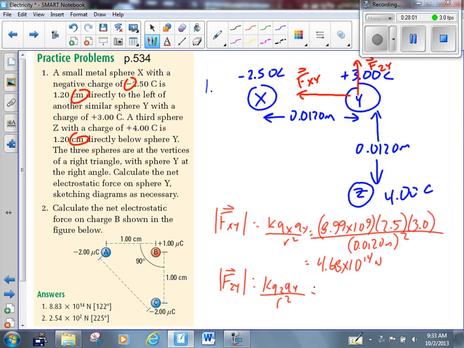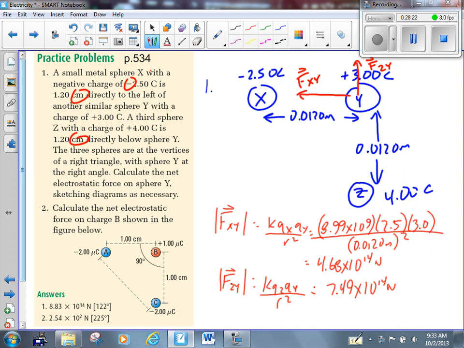Does anybody have a value for that one? We know how to plug in our numbers into that, right? It's just 7.49 times 10 to the 14. Okay, what are we going to do with this now? We say Fxy is negative, Fzy is positive. We just add them up.